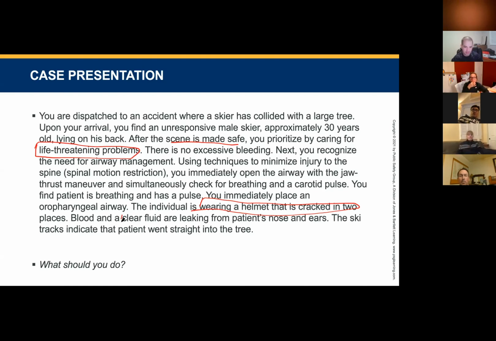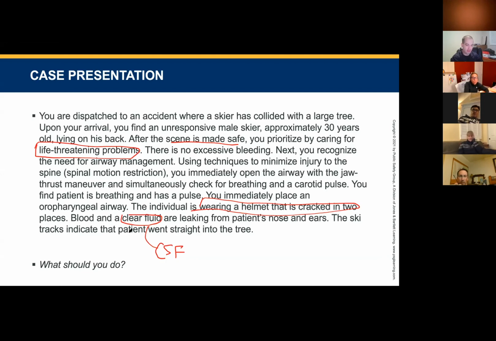What is that clear fluid? Spinal. Yeah. CSF, cerebral spinal fluid. All right. And the ski tracks indicate the patient went straight into a tree. So now it asks you, what should you do? Fight for life. Yeah, absolutely. I'm calling Mercy Air. I'm calling for an ambulance. I'm calling for backup. I'm calling for a trauma toboggan. I'm calling for a trauma pack. In fact, I'm just calling everybody, right? We want everything and anything.